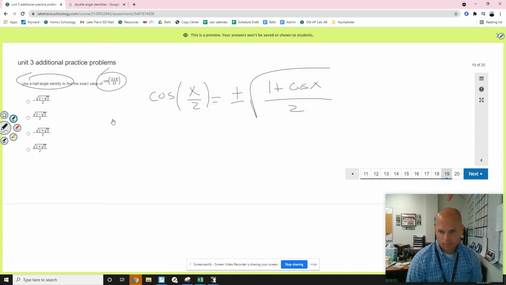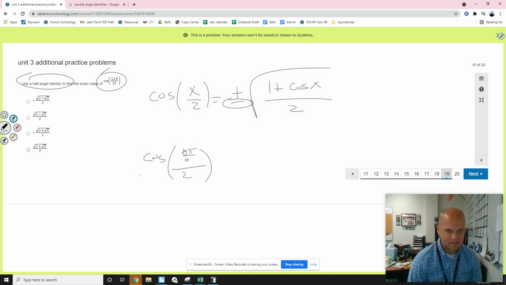Now, 11 pi over 12 is going to be here in the second quadrant. It's very important to realize that the plus or minus is all dependent on where my angle is. Not x, but my angle, 11 pi over 12. Second quadrant, my answer is going to be negative.